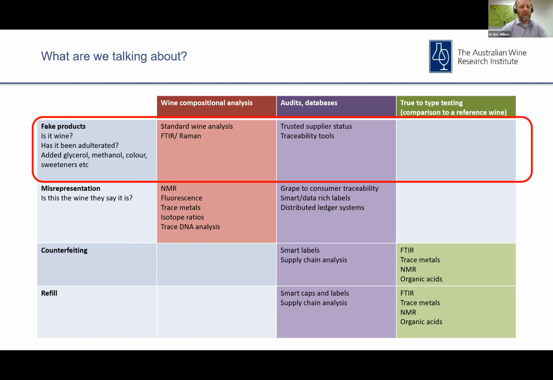The other way of combating this tends to be using things like trusted supplier status, where certain regulatory authorities in different markets identify wine from certain places as being trusted and meeting the food standards of that country, and hence being allowed to be brought in without too many issues. The other tools often used in this are traceability tools, which are essentially documentation to show that it is a wine that's come from a vineyard through a winery and hasn't had anything happen in between.